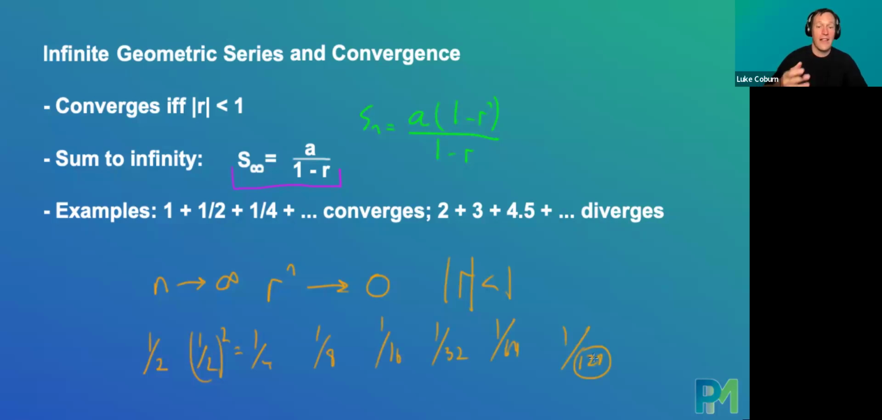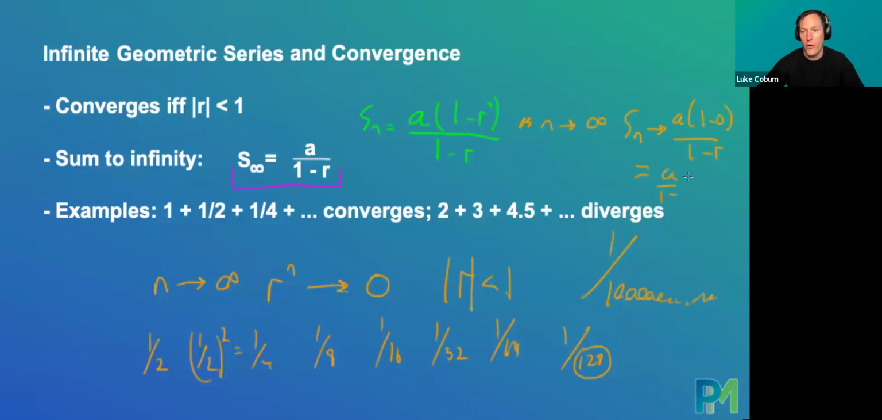So basically, if n goes to infinity, that means the denominator in the fraction gets infinitely large. So you've got 1 over a huge number that keeps getting bigger and bigger and bigger. That's why it goes to 0. And so here we can say that as n tends to infinity, Sn tends to a times 1 minus 0 over 1 minus r, because this thing here goes to 0, and that's just the same as a over 1 minus r, okay?